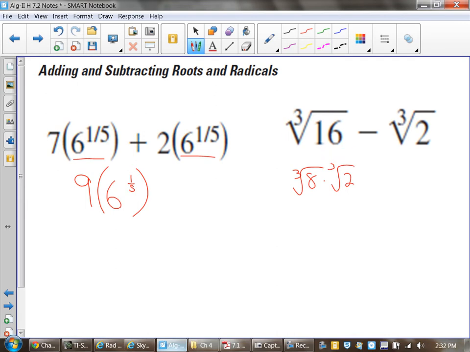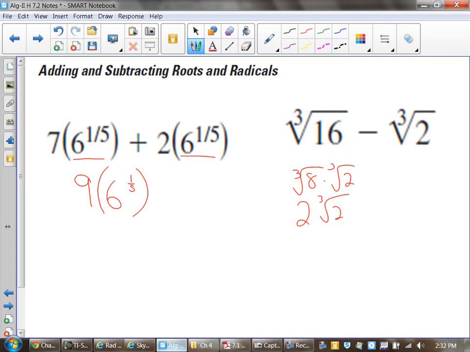I'm simplifying a radical. What's the cube root? What's 16? 8 times 2. 8 is a perfect cube. Just like the square root of 12 is 4 times 3, 2 root 3. 2 is the cube root of 8, yes. Cube root of 8 is 2. And then I have cube root of 2 left over.